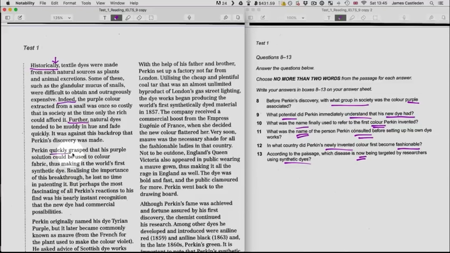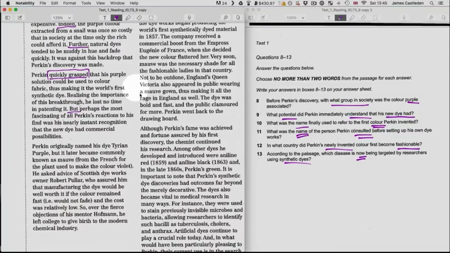Okay, I've just noticed here that's an answer to one of these, so I'm going to put a box around that. This is a contrasting honey phrase. Okay, we go down very quickly. Tyrian purple, that's the name. Originally named it Tyrian purple. There's something for this one here.